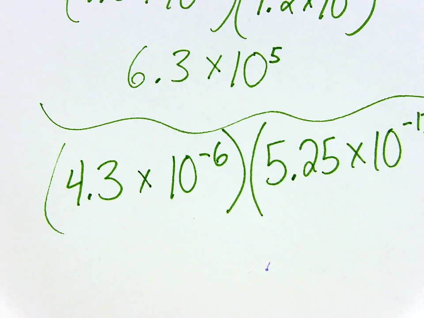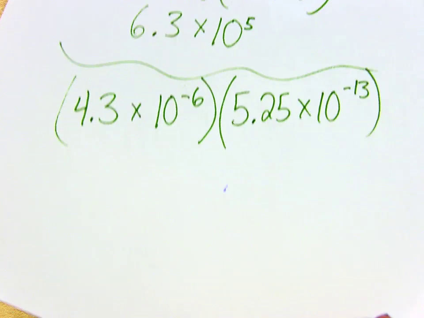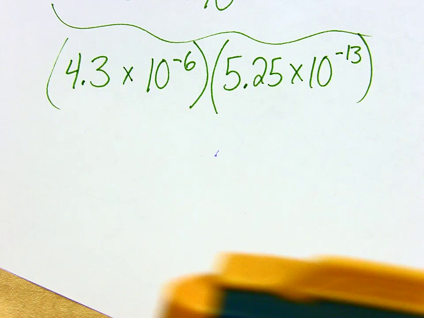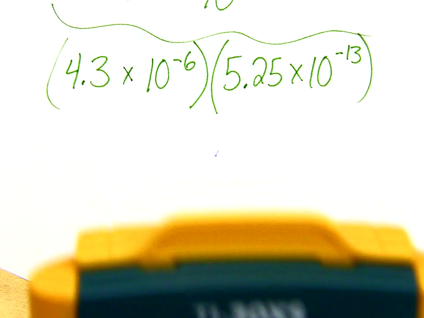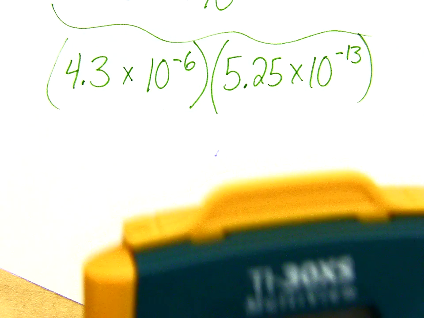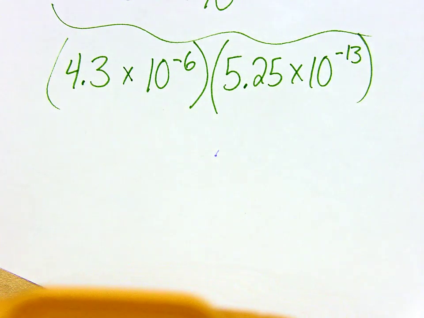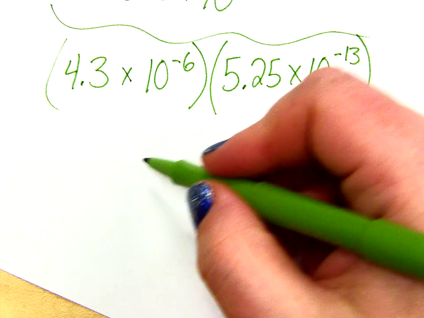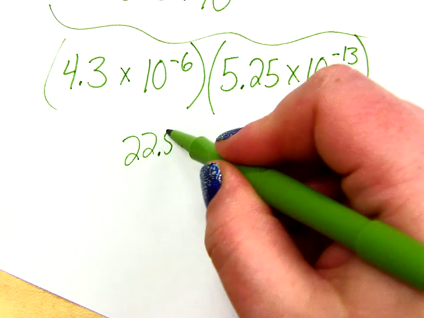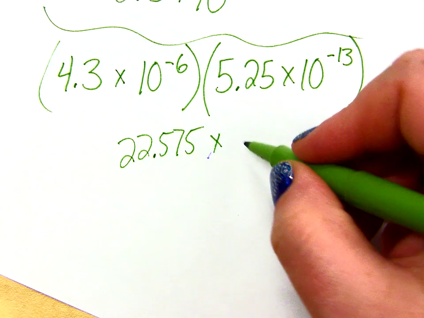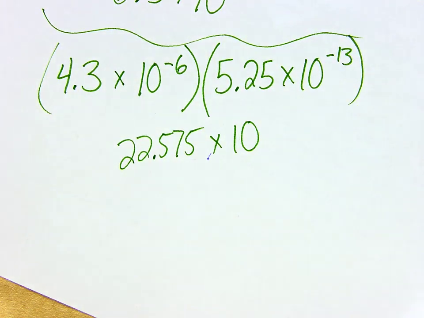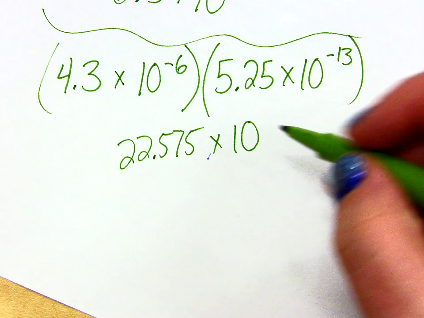Okay, say I wanted to multiply these two numbers together. So, first I'm going to multiply 4.3 times 5.25. That gets me 22.575 times 10 to the negative 19. Negative 20? Negative 19. No, because wouldn't you have to move the decimal place? Oh, interesting.